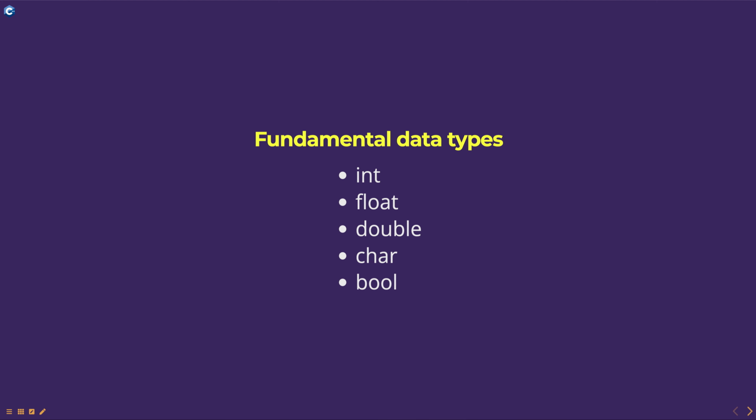Fundamental data types. Int, integer type that is used for whole numbers. Float, floating point type used for decimal values. Double, double precision floating point type used for large decimal values. Char, character type used for storing a single character. Bool, Boolean type used for true or false values.